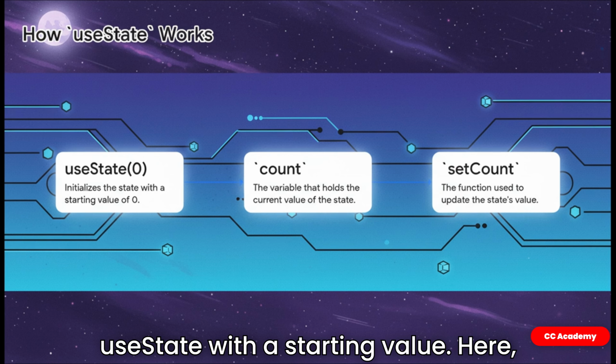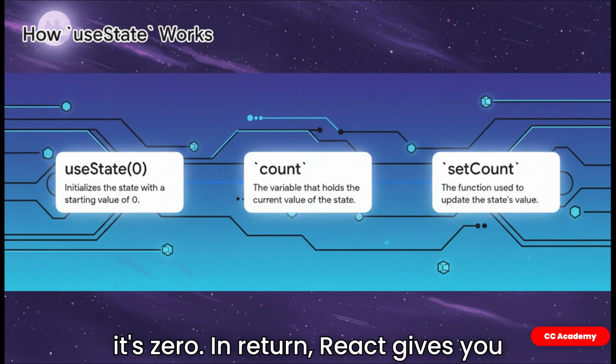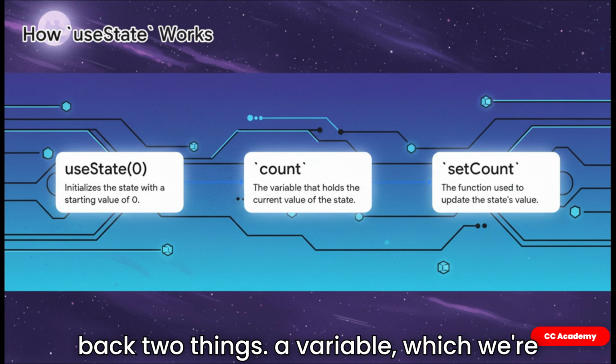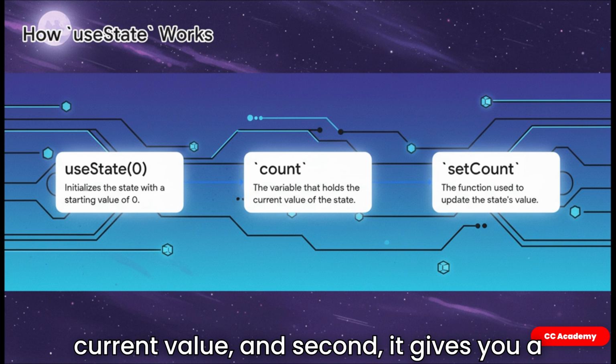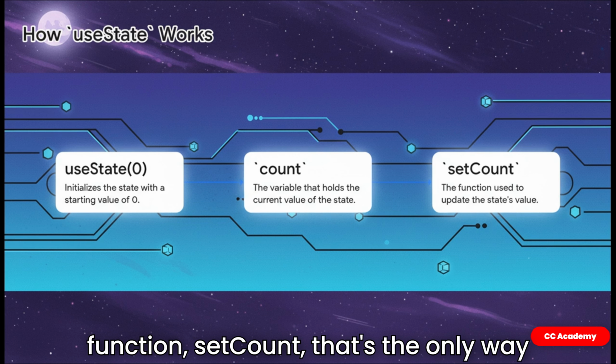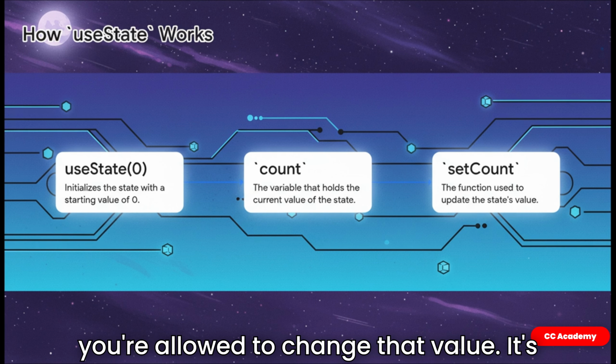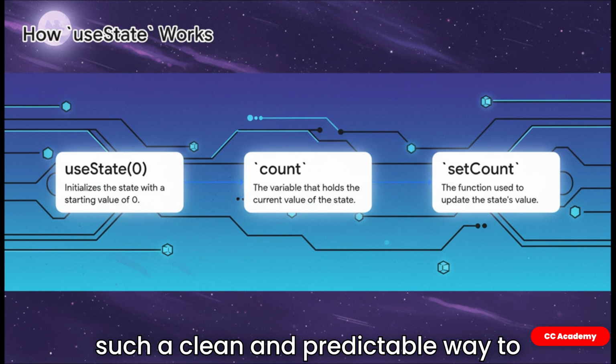First, you call useState with a starting value. Here, it's 0. In return, React gives you back two things. A variable, which we're calling count, that always holds the current value, and second, it gives you a function, setCount. That's the only way you're allowed to change that value. It's such a clean and predictable way to handle data.